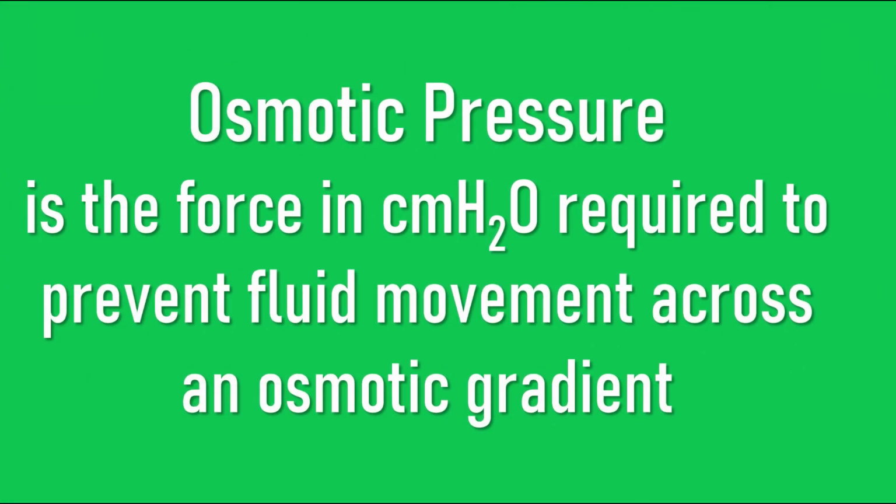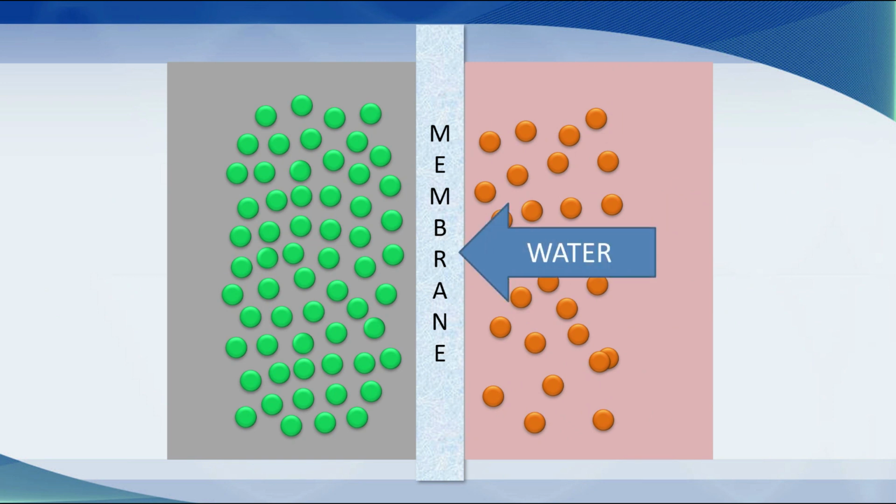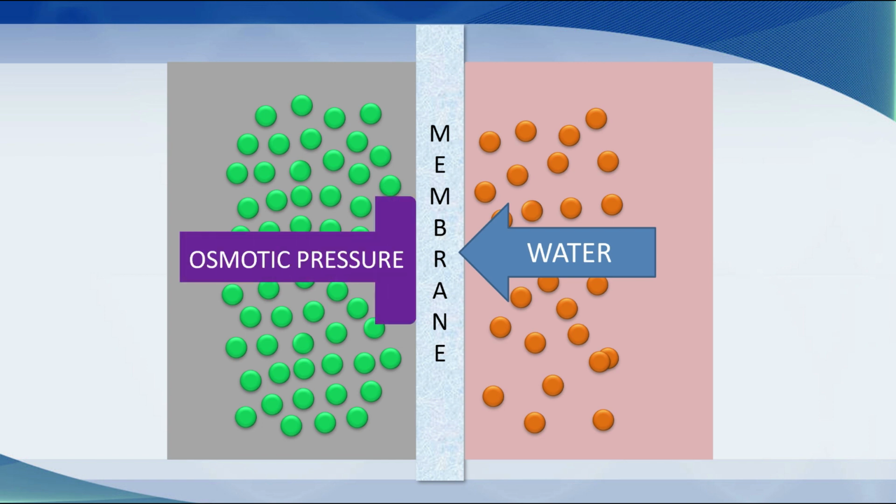Osmotic pressure is the force in centimeters of water required to prevent fluid movement across an osmotic gradient. In this example, the concentration remains greater on the left-hand side and water is restrained from moving by an osmotic pressure.